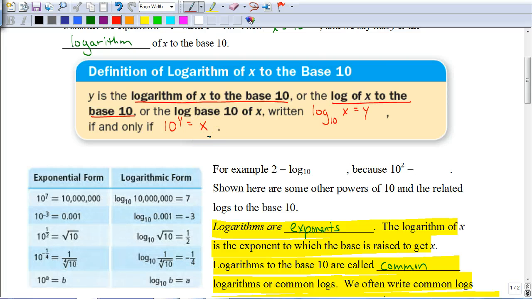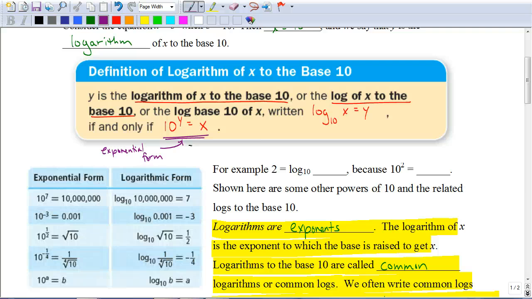Now, why is this important? There are going to be situations where we have something written in logarithm form, and we're going to have to rewrite it in what we call exponential form. That's what this is. Or there will be times when something's written in exponential form and we need to write it in logarithm form to be able to solve it. And you'll see what I mean when we get to different examples.